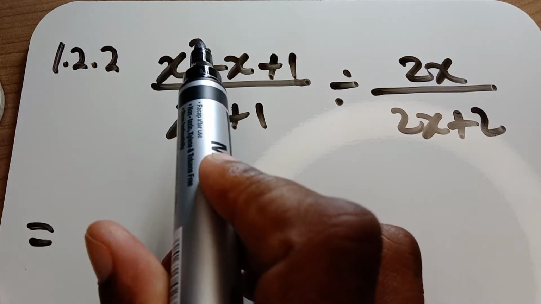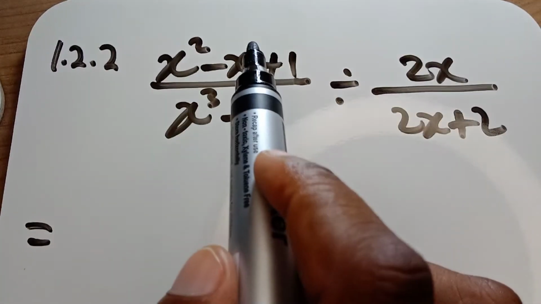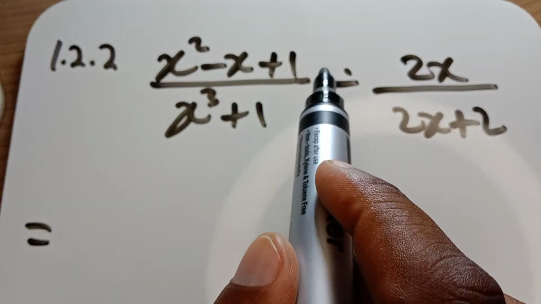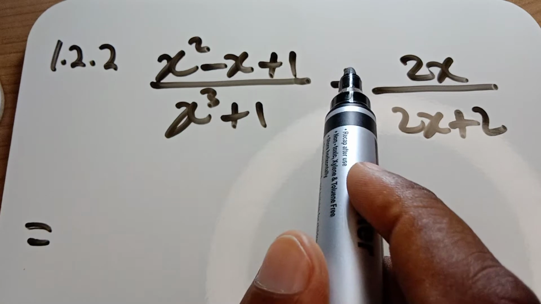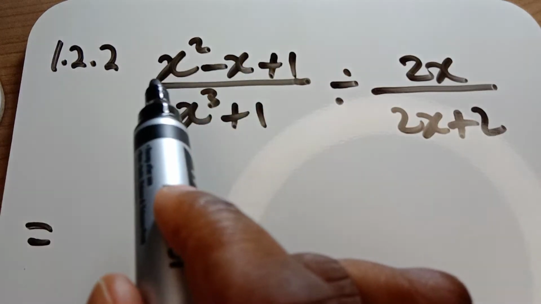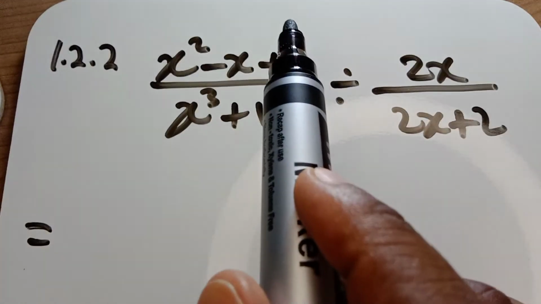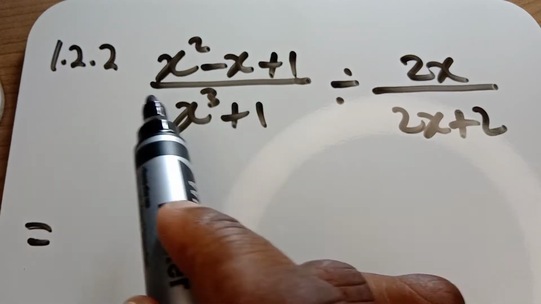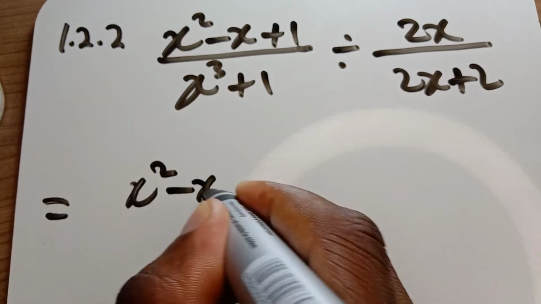When you check here, we are having x squared minus x plus 1. If we try to factorize this one, we look for factors of 1, and the factors of 1 are just 1 and 1. 1 multiplied by 1 gives us 1, but those factors must give us negative 1. 1 plus 1 gives us 2, and 1 minus 1 gives us 0, and we are looking for negative 1 here. So it means we cannot factorize it, and we leave it exactly like that: x squared minus x plus 1.